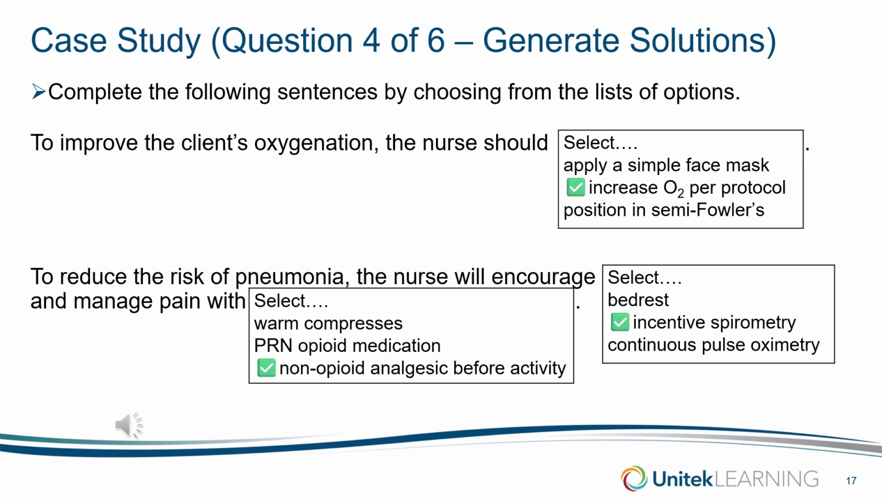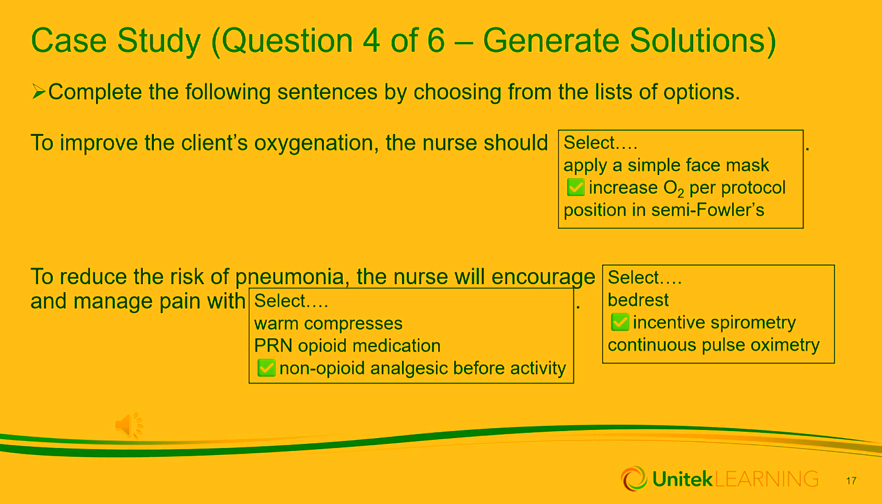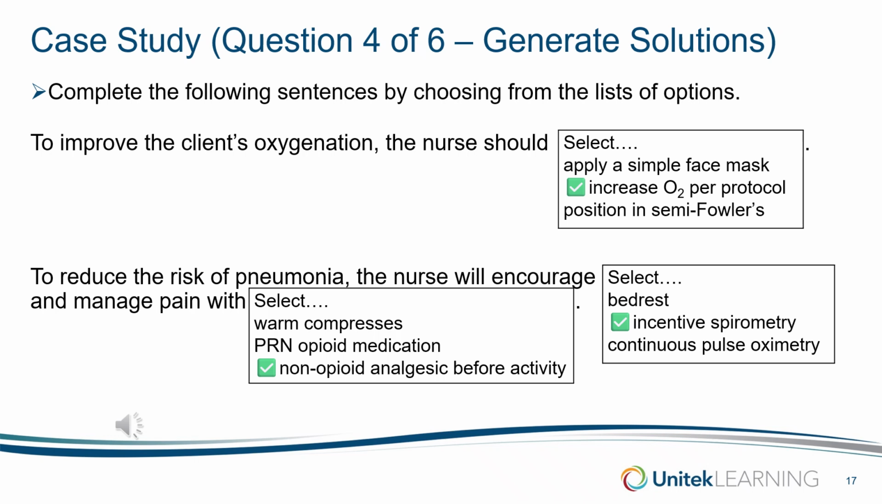Let's look at the answers. The first sentence says to improve the client's oxygenation, the nurse should. We have 3 choices to choose from. Apply a simple face mask, increase O2 per protocol, or position in a semi-Fowler's. The answer is to increase the O2 per protocol.